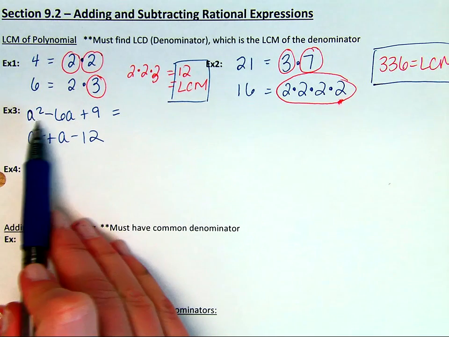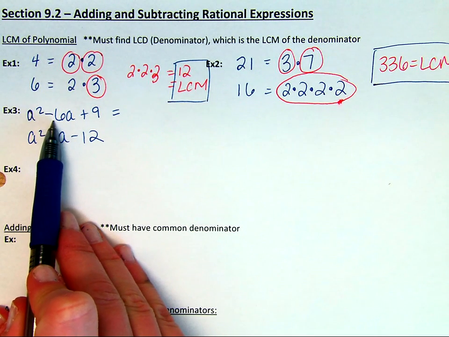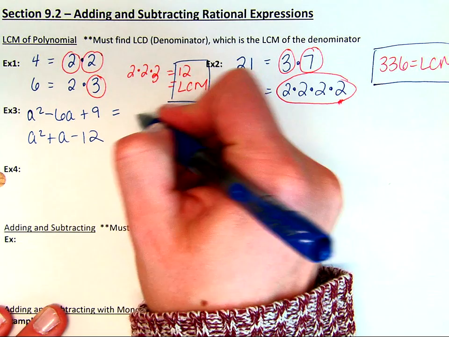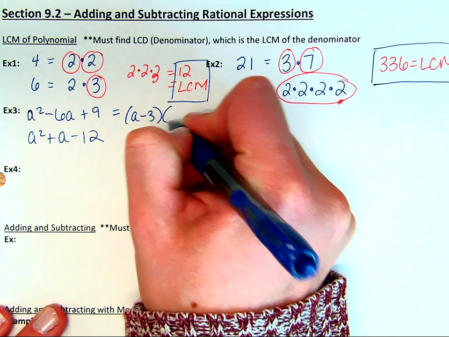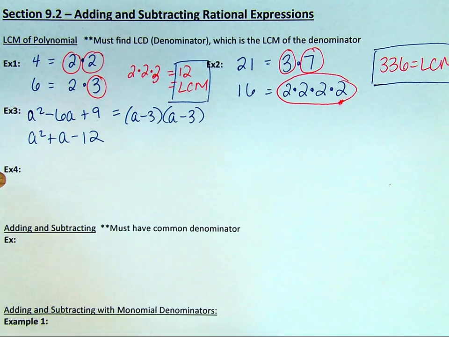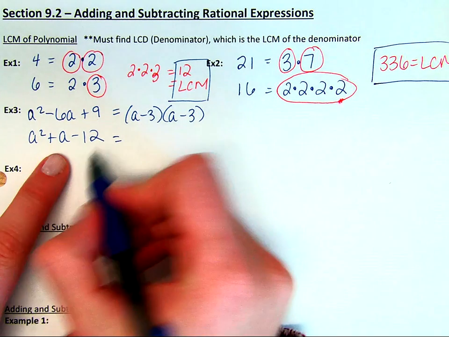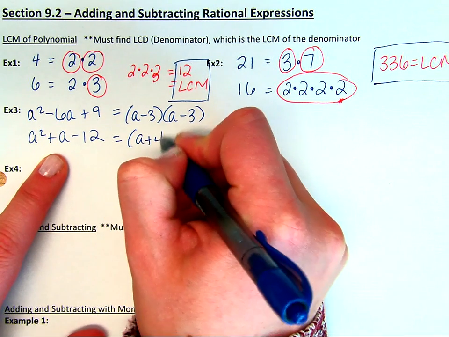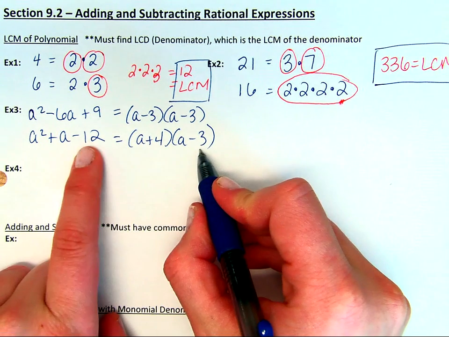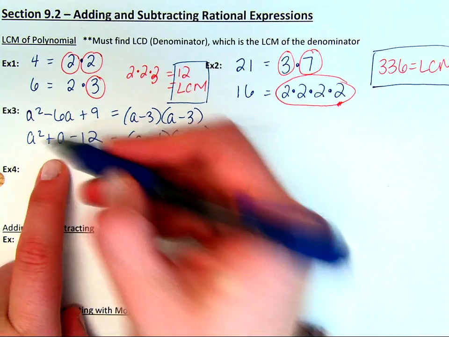If I were to factor this, I need two numbers that add up to negative 6 and multiply to give me 9. Those two numbers are negative 3 and negative 3, so a minus 3 times a minus 3. If I factor the second one, I get a plus 4 times a minus 3, because 4 times negative 3 is negative 12, and 4 plus negative 3 is 1.